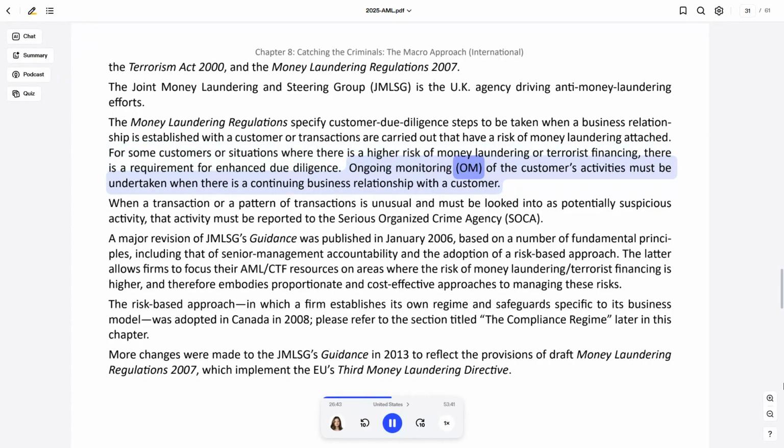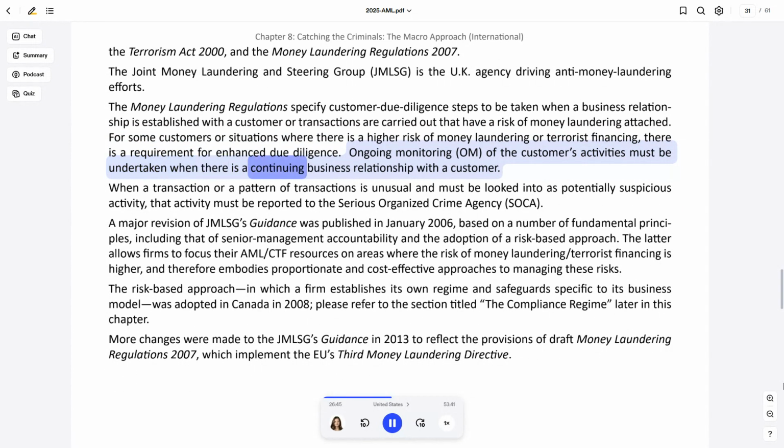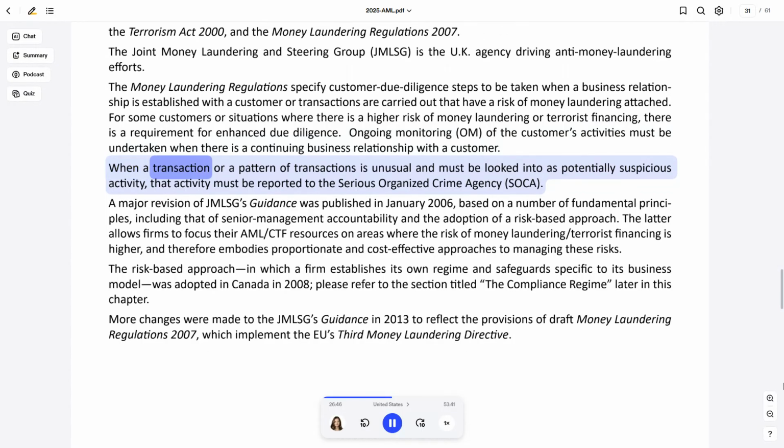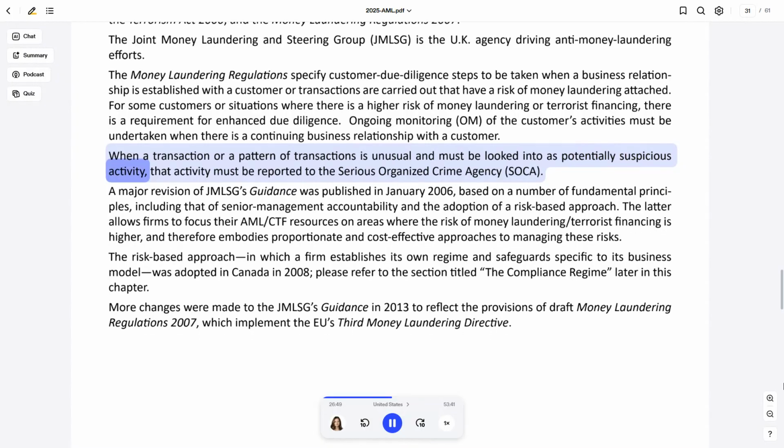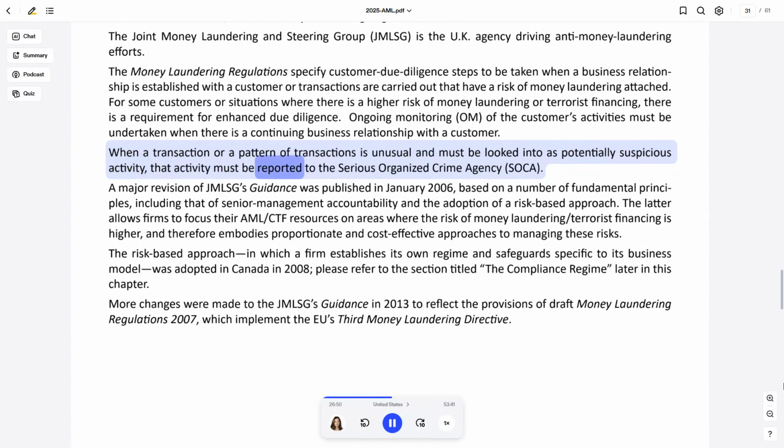Ongoing monitoring of the customer's activities must be undertaken when there is a continuing business relationship with a customer. When a transaction or a pattern of transactions is unusual and must be looked into as potentially suspicious activity, that activity must be reported to the Serious Organized Crime Agency (SOCA).